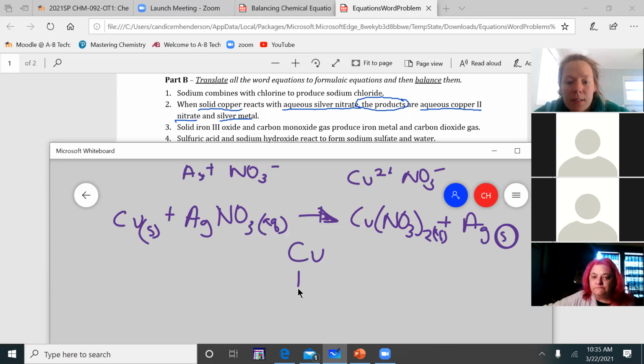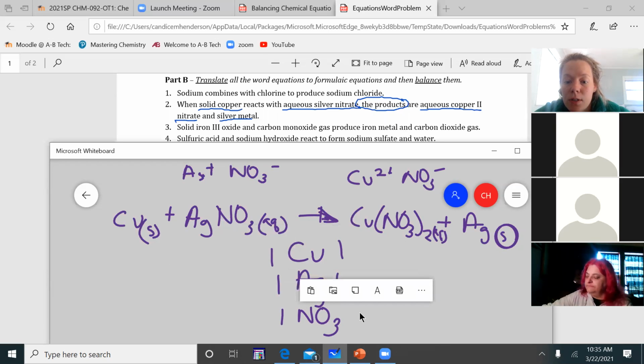We have copper, we have silver, and we have nitrate. And in this case, nitrate stays intact. So I can take an inventory of it as a whole. 1 copper, 1 silver, 1 nitrate to start with. I ended with 1 copper, 1 silver, and 2 nitrates. So the only thing that isn't balanced is the nitrate.